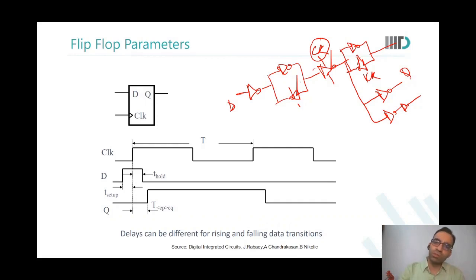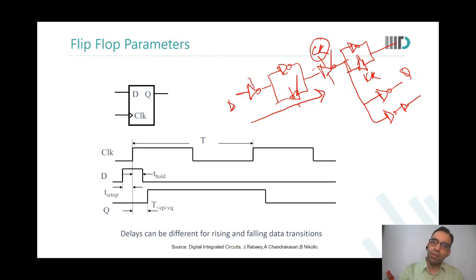Let us say clock was 0. D could only come till here. It came here and it settled here. Now, a change in D was not reflected on Q. So you cannot have a D to Q timing. Whether clock is 1 or clock is 0, whatever it was, change in D will not be reflected on Q. Are you with me?